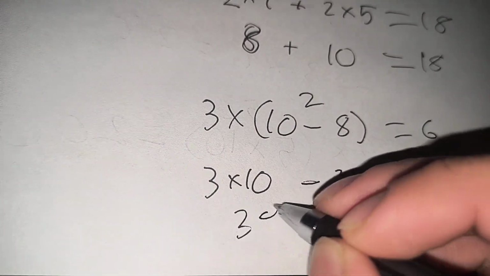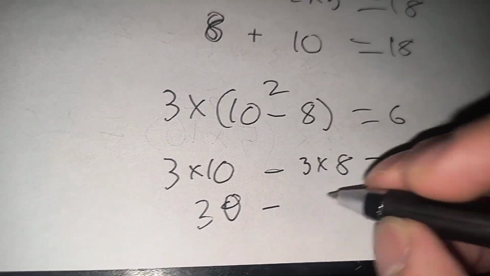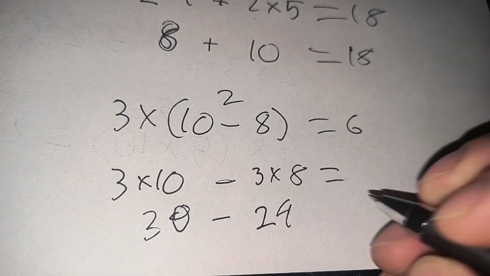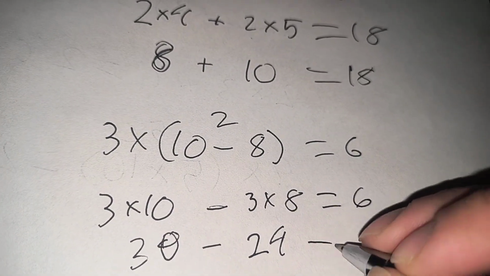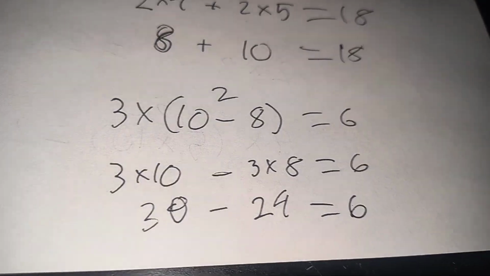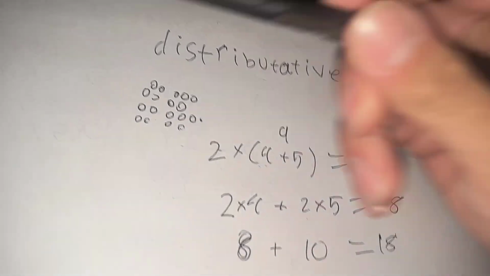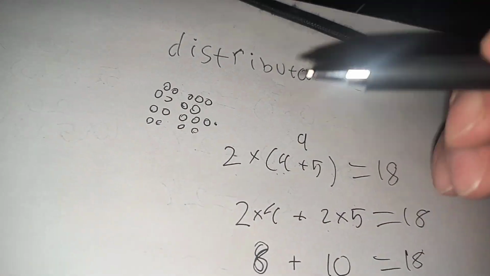So, 30 minus 24. And that equals 6. So that's how the distributive property works.